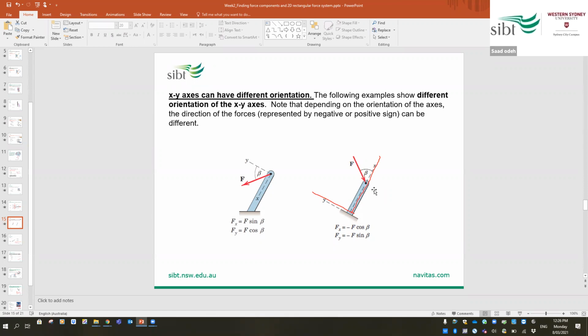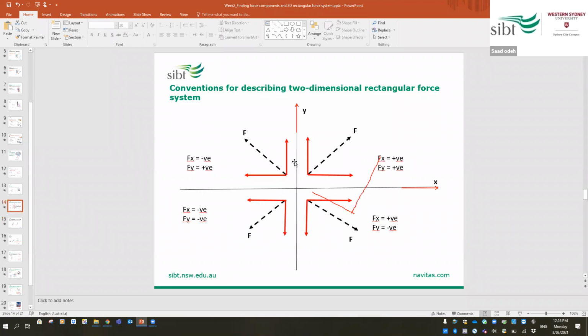You say Fx is F cosine beta. Because F is downward, we give it a negative sign. If it's upward, we give it a positive sign. So we need to agree on a certain rule. For example, this slide shows the conventions for rectangular forces. For Fx and Fy in the first quadrant here, all of them are positive, because y is upward and x is toward the right side. So both of them are positive.